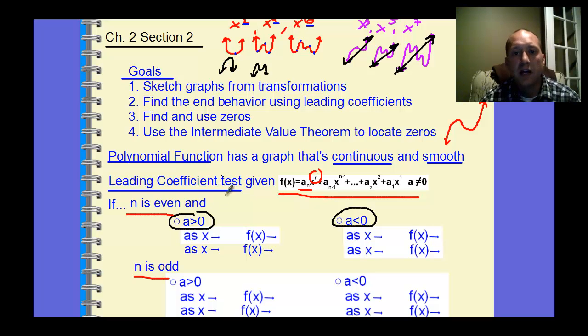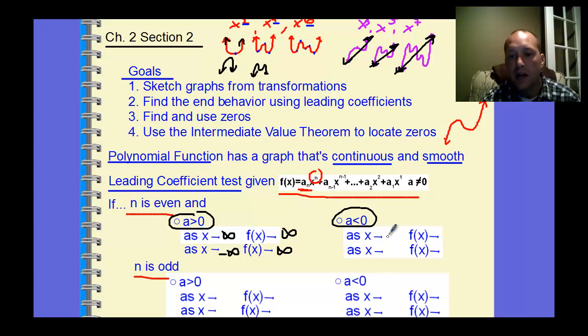These are called end behaviors. And what we're saying here is as x goes to positive infinity, what direction will the y values go? So if n is even, like these red ones up here, x squared, x fourth, x to the 6, and a is greater than 0, they're going to be going upward, our y values are going up, so it's to positive infinity. As x goes to negative infinity, which means left, the y values still go up because our arrows are going the same direction.